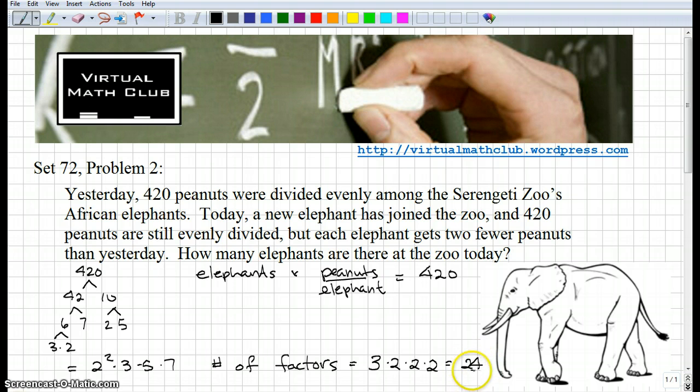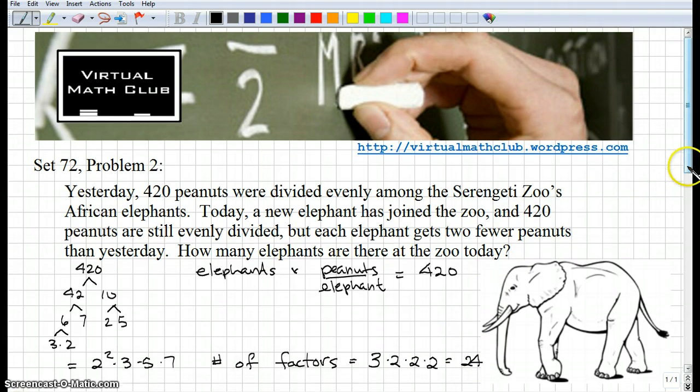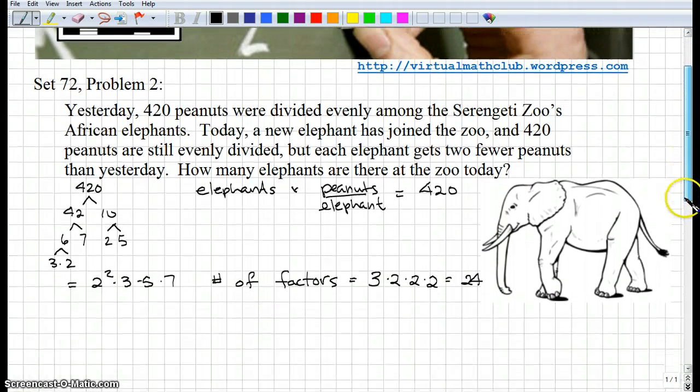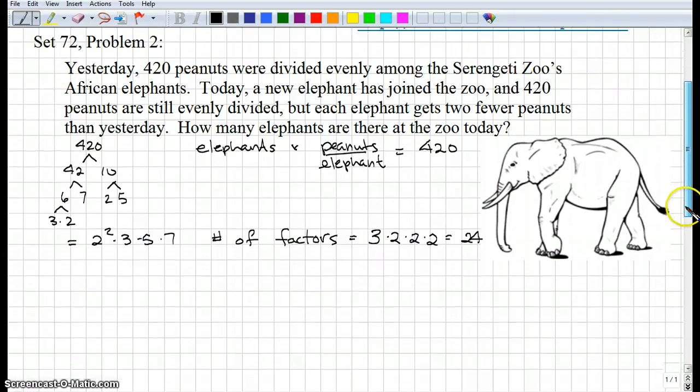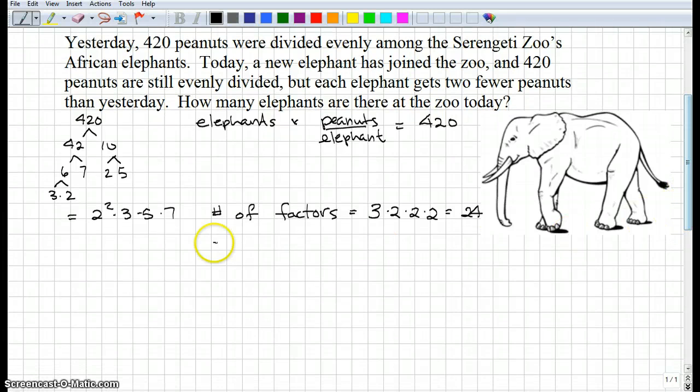And that'll help us because that's a lot of factors. So that's essentially 12 factor pairs, and we'll know when we've got them all if we can count 24 of them. So I'm going to scroll down here so I can list these factors out. Well, the most obvious one is 1 times 420. Okay? And 2 times what? 210.